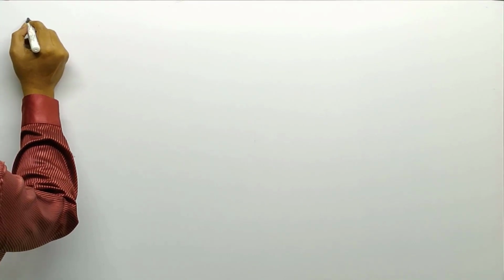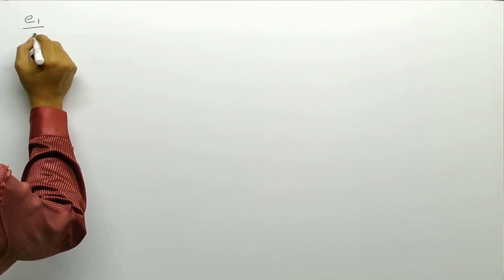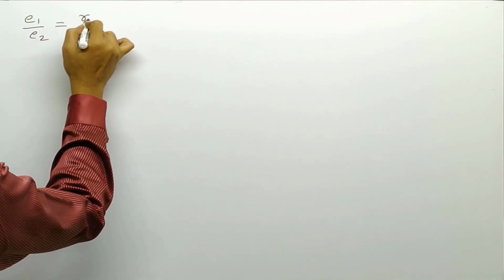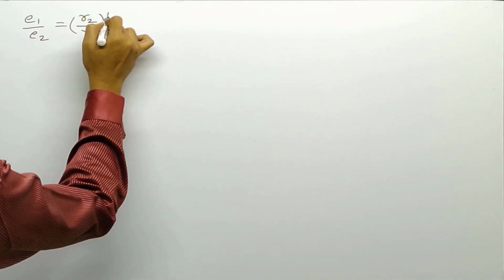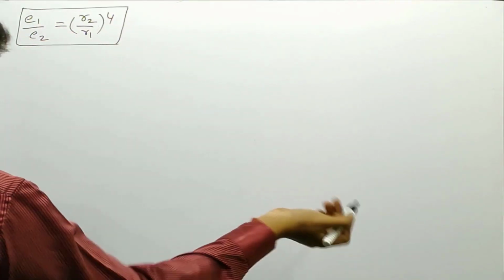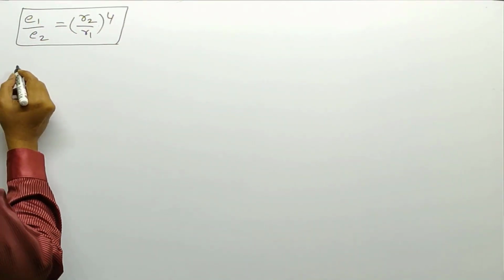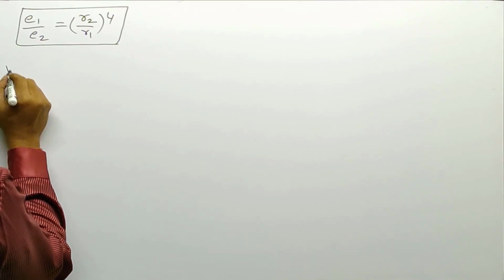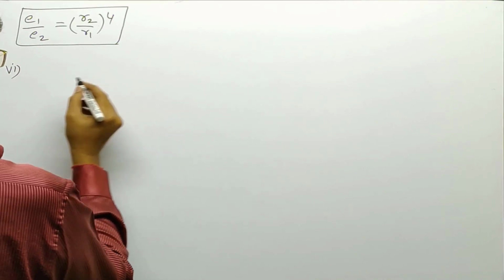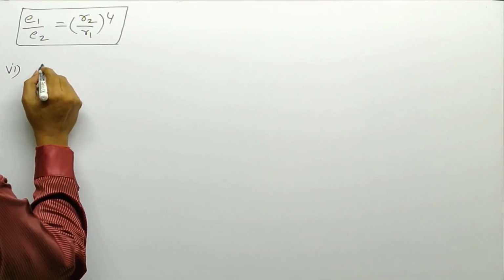As a continuation for the fifth point, E1 by E2 is equal to (R2 by R1) whole to the power of 4. This is the continuation for the last fifth point. And next, sixth point. Let us assume that a load is suspended from a wire.